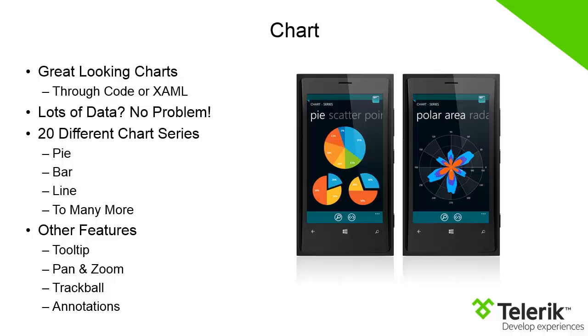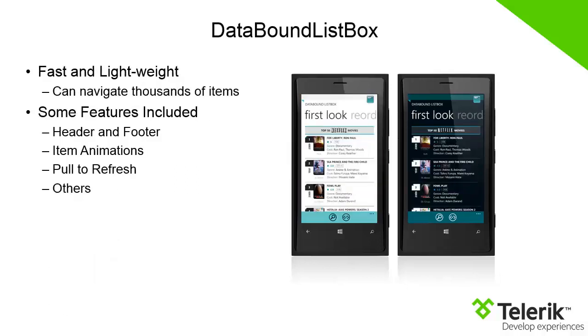It offers 20 different chart series from pie, bar, and line to many more, and there's a whole set of other features our charts include, such as tooltip, pan and zoom, trackball, selection, and annotations.